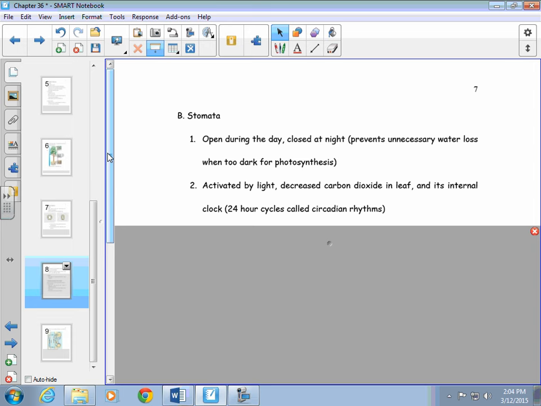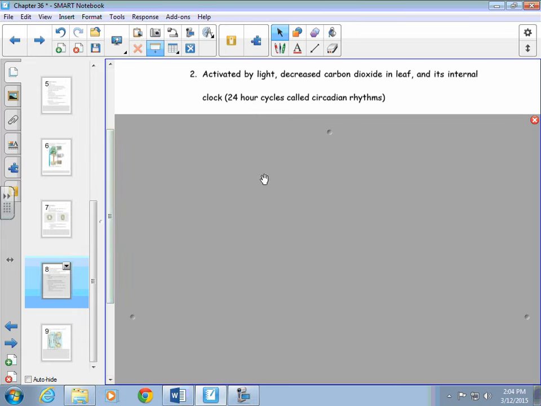The stomata can also be activated by a couple of different things. So not only is it open during the day and closed at night, but there are other factors that contribute to the opening and closing of it. They are activated by light. So as soon as the sun comes up, they will open. If there's a decrease in carbon dioxide gas in the leaf, which means photosynthesis is going to decrease, the stomata will close. And the purpose of that is to conserve the amount of water and carbon dioxide already in the plant. And the other thing that controls it is its internal clock. And this is called a circadian rhythm. This is something that we'll talk about later in our plant unit in more detail.